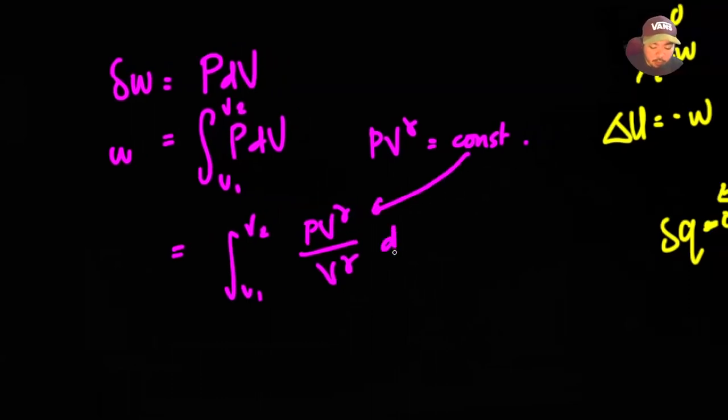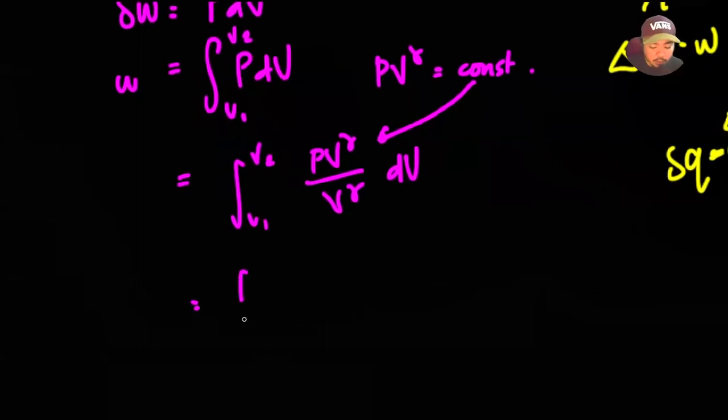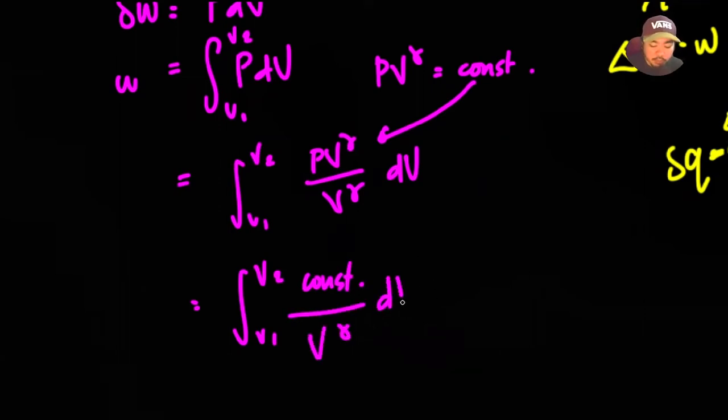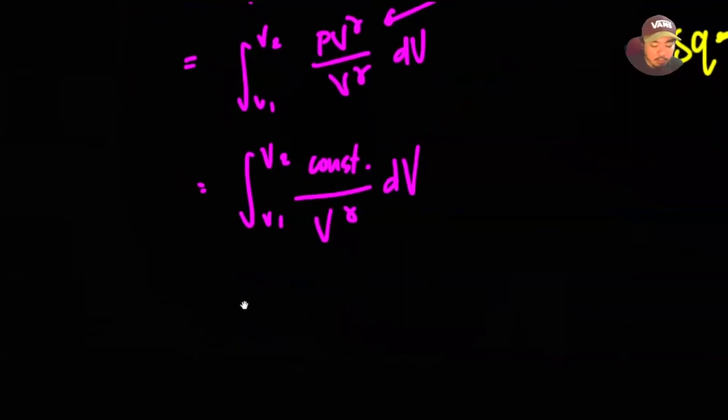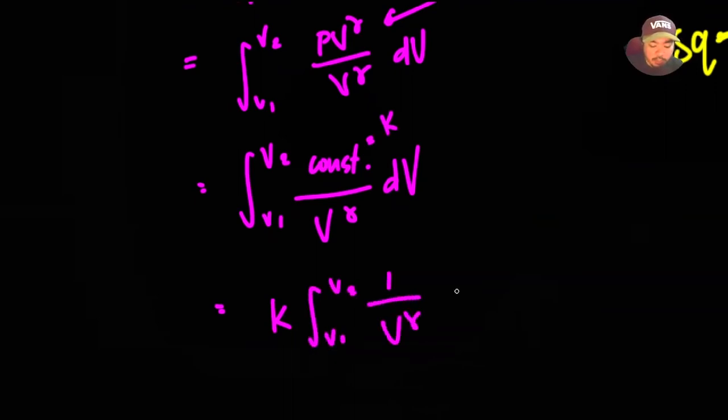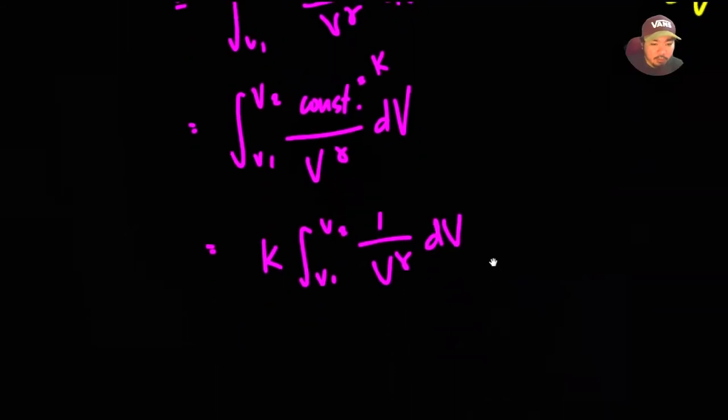So, complete ko muna. So, this becomes integral V1 to V2 of constant over V gamma times dV. So the constant can move out and palitan ko itong constant with K na lang siguro. So we can go K integral V1 to V2 of 1 over V gamma dV. Tama, no? And if you have that, kaya mo na siyang i-evaluate.